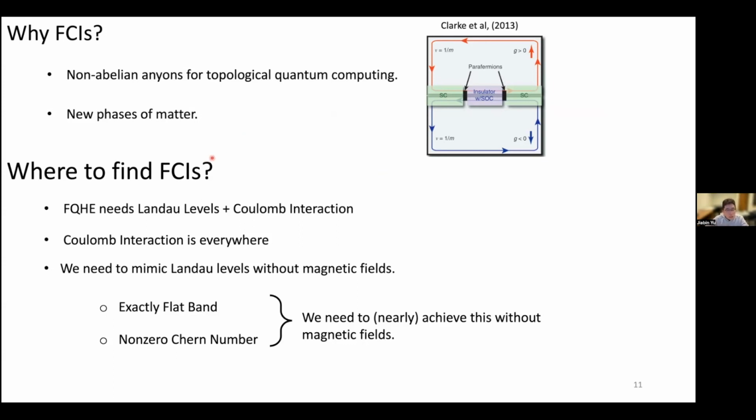Okay. Next, I will argue why Moiré system is the natural place to look for these flat bands with non-zero Chern number, or more generally, nearly flat bands with non-zero Chern number, or more generally nearly topological bands.